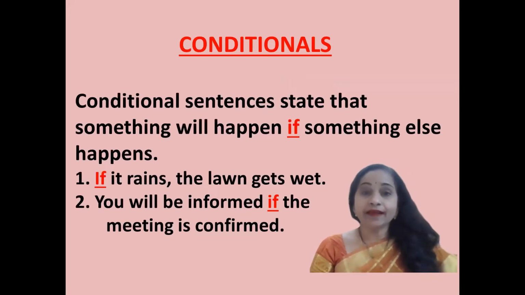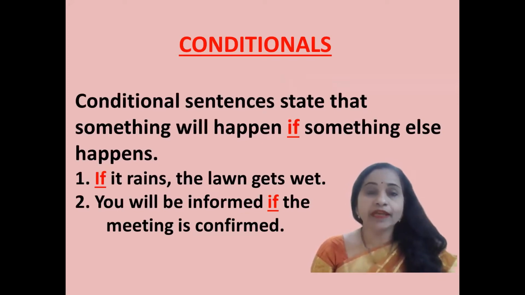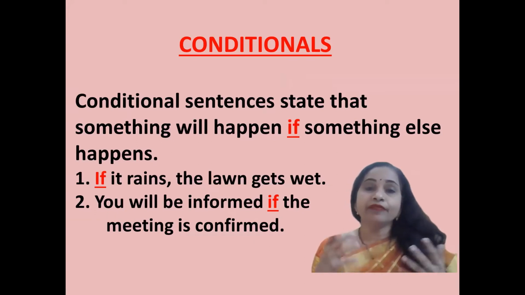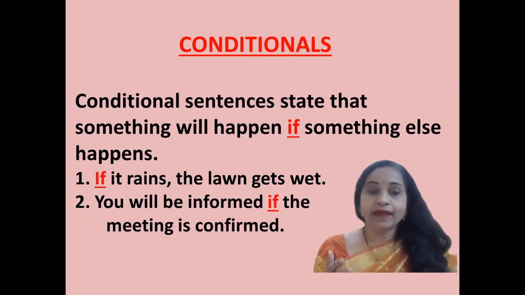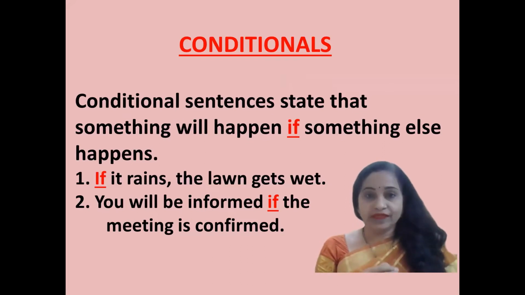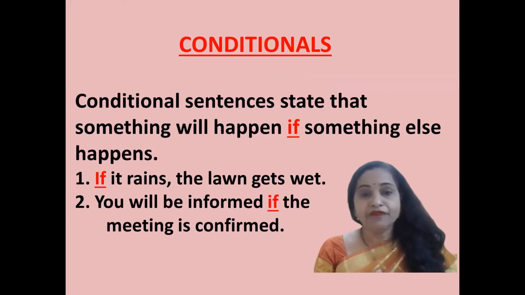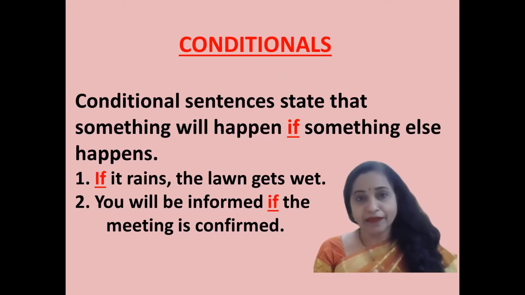Okay, today, as I told you, we are talking about conditionals and let's see what these conditionals are. Conditional sentences state that something will happen if something else happens. That means there are two possible things which happen when we talk about conditionals. For example, if it rains, the lawn gets wet. Second example, you will be informed if the meeting is confirmed.